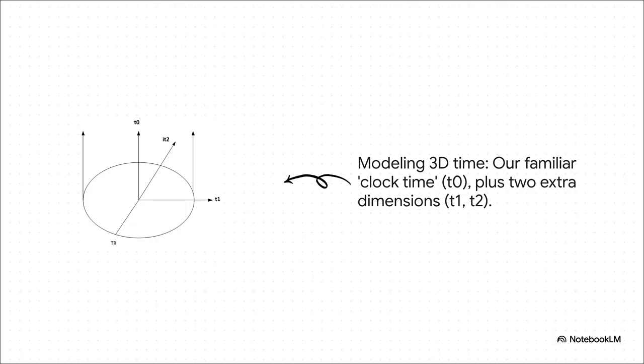And this is a great way to picture how scientists try to model it. You see that line, T0? That's our normal, everyday clock time, just ticking along. But then, sticking out from it, you have T1 and T2, two extra dimensions of time. And here's the really mind-bending part. In this model, all that super weird quantum stuff, like a particle being in two places at once, maybe that's just the particle zipping around in these other time dimensions while we're stuck moving along our single track.